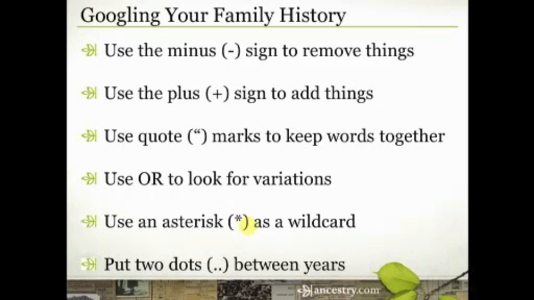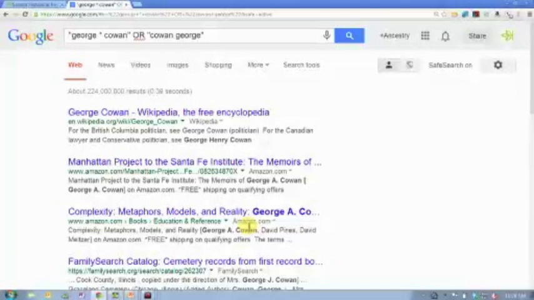And then this is a really underutilized feature. If you happen to know, for example, when your ancestor was born and when they died, put those 2 years in there with 2 dots in between. What that does is it will search for every year within that range, right? If you want to search for them just by their birth year or just by their death year, just put in the 1 year.